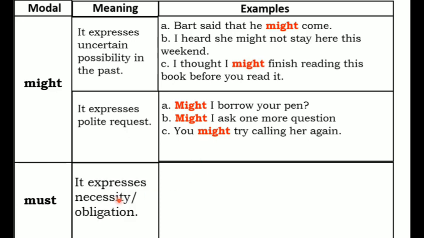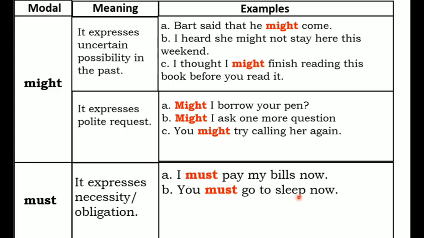Next is must. Must expresses necessity or obligation. Example, I must pay my bills now. You must go to sleep now. All students must wear face masks. All right. All these examples show necessity or obligation.